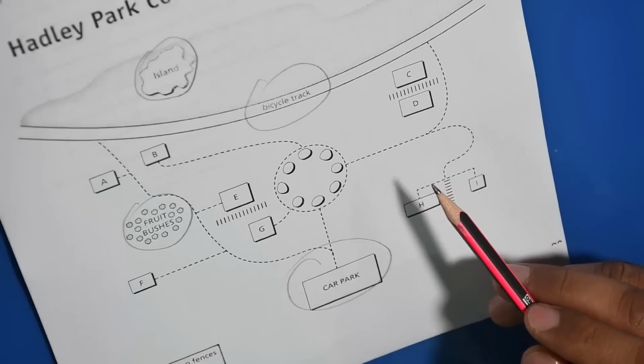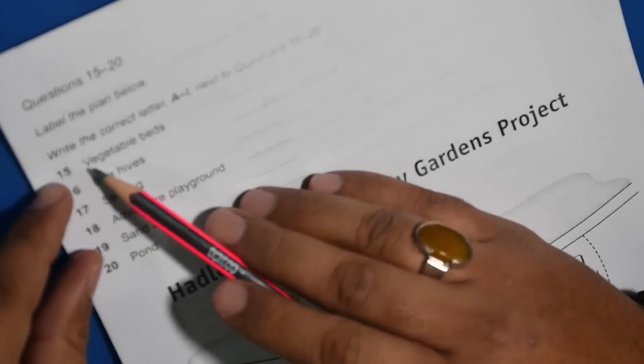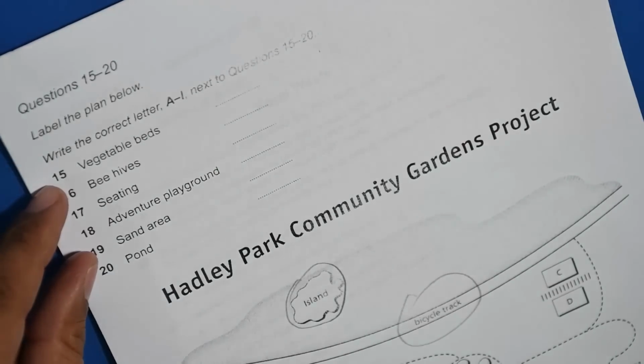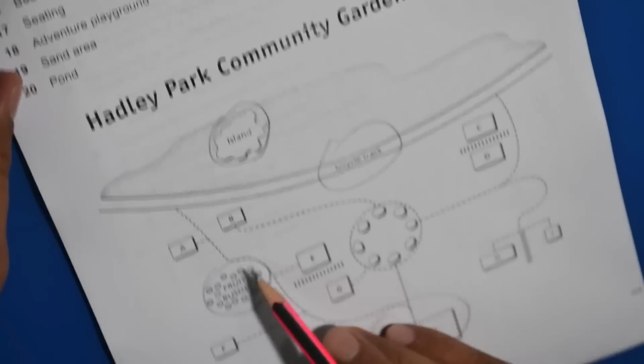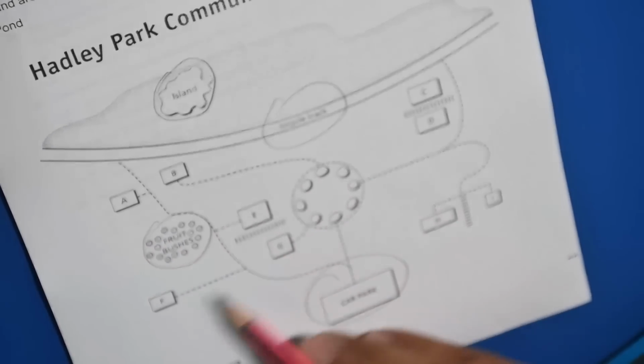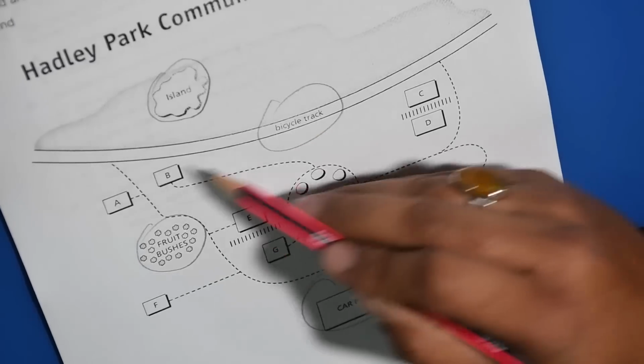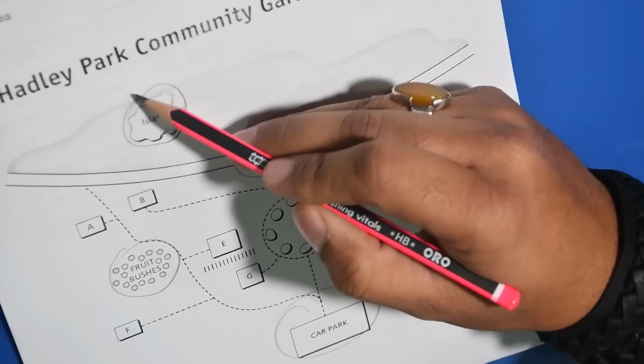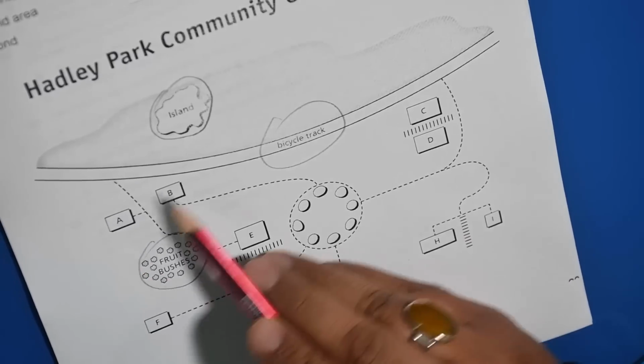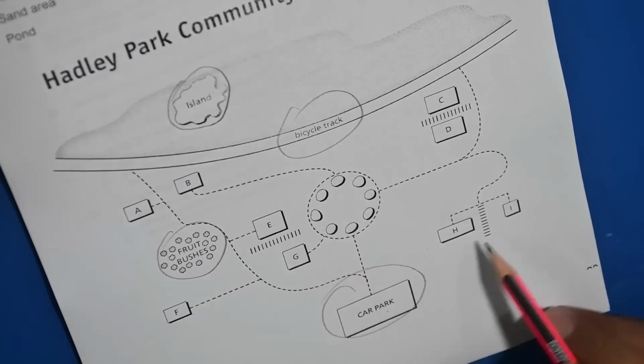Second, they might start from anywhere. Now first they are going to tell you about vegetable beds. So it is not necessary that it will start from A, then B, then C, then D. It can be in any order. But anyways, the car park is here, the bicycle track is here, there is one island. So the answers are going to be about this, this, this, and all that.